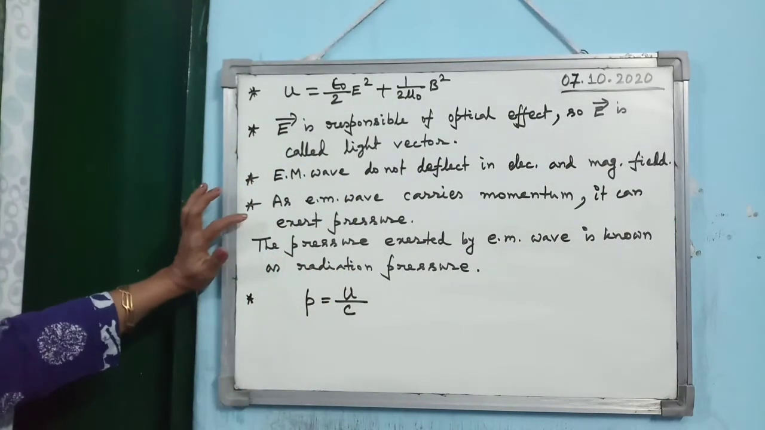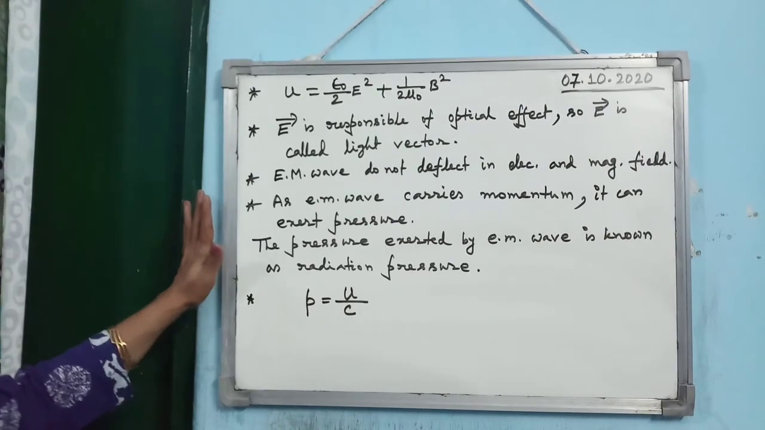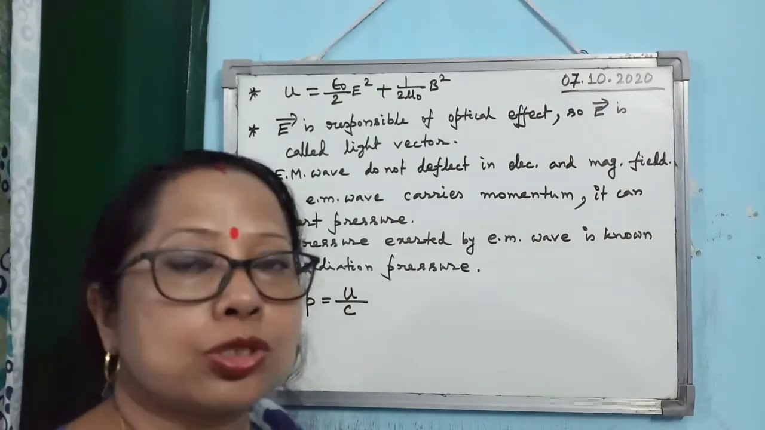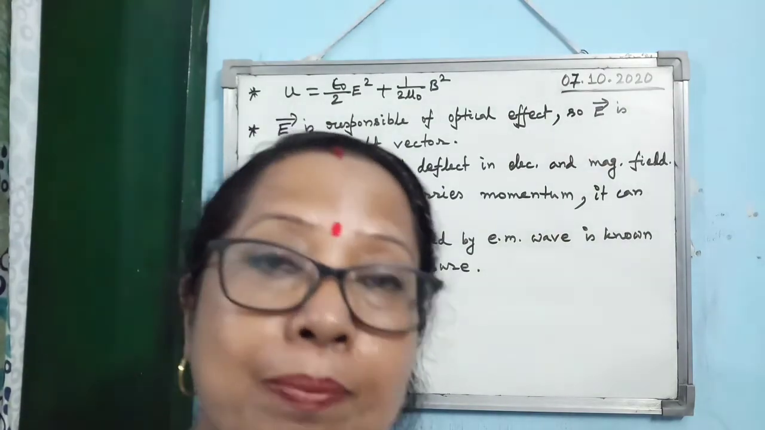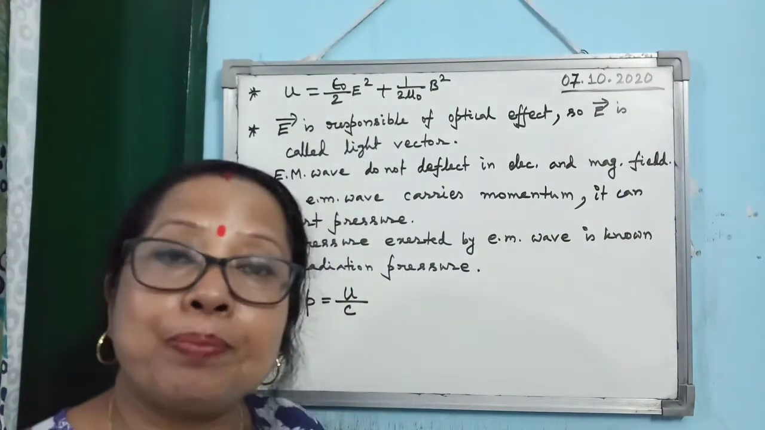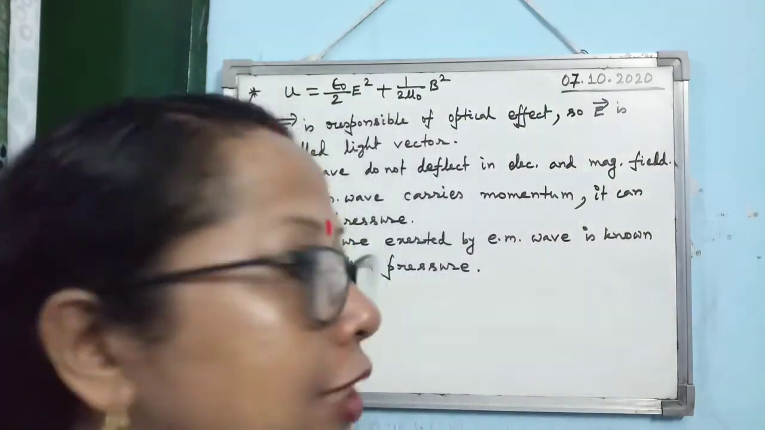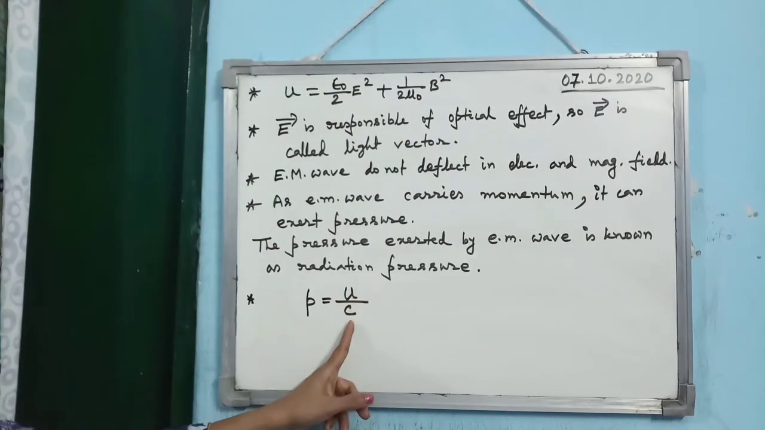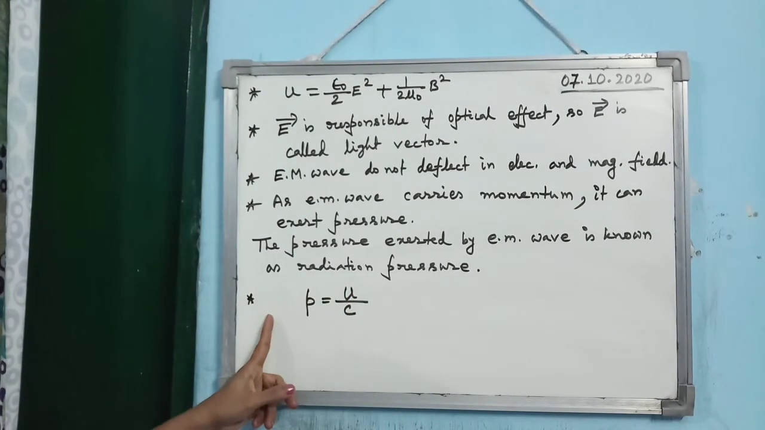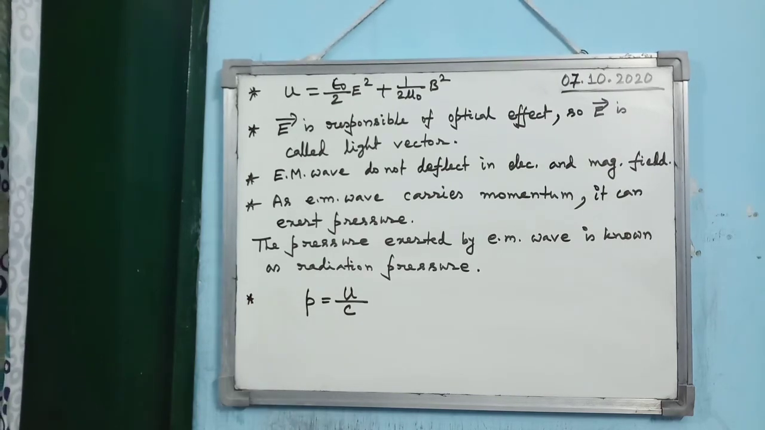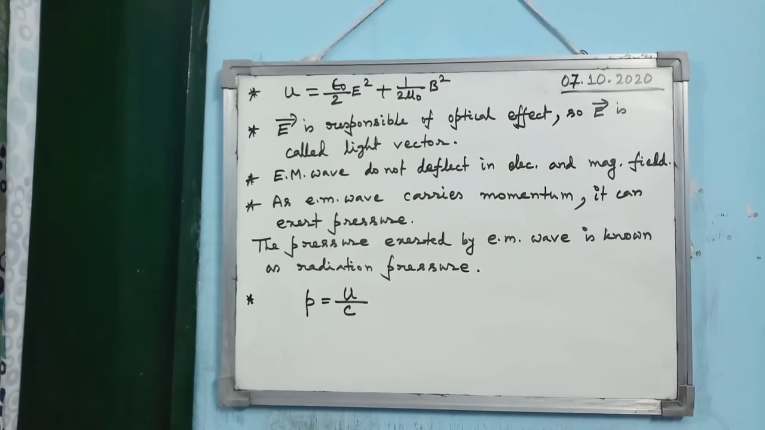Now the last point, also very important: electromagnetic wave not only carries energy, it carries momentum also. As it carries momentum, it is able to exert pressure. Alright, the pressure exerted by electromagnetic wave is known as the radiation pressure, and it is given by U by C. P is the radiation pressure, given by U by C, where U is the energy and C is the speed of light. P is equal to U by C. Alright, so that's all about the characteristics of the electromagnetic wave.